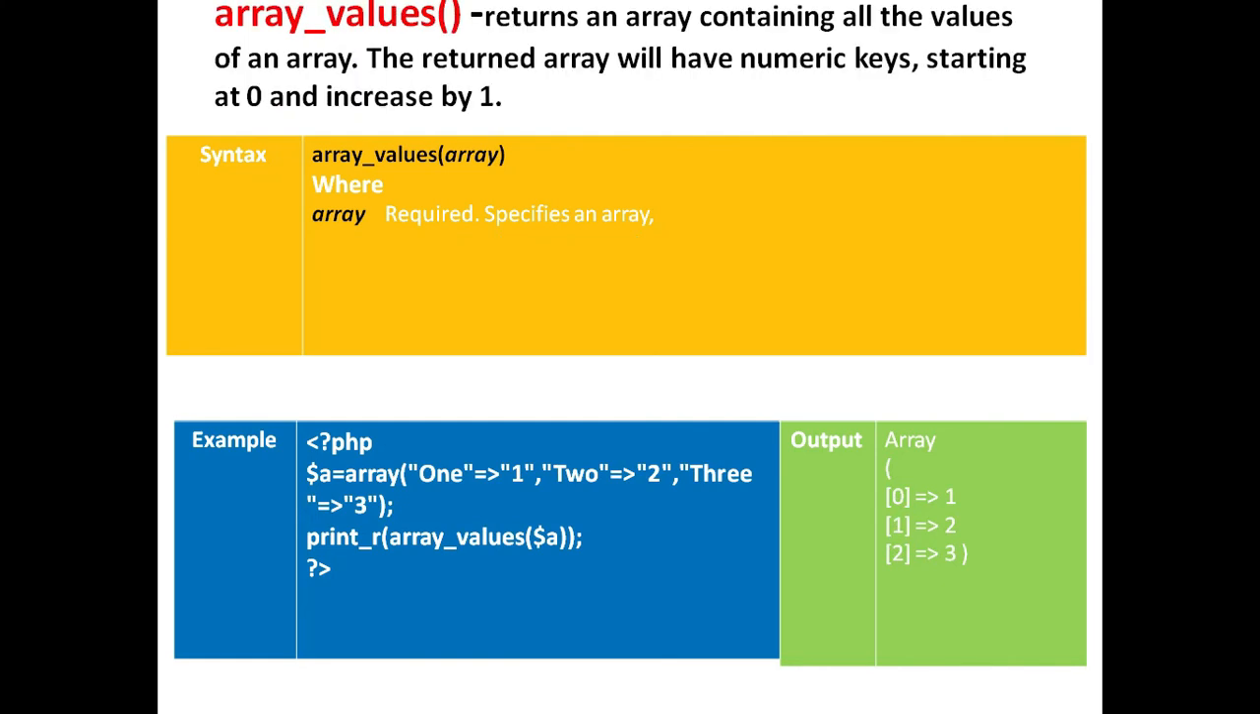Next is array values, which returns an array containing all the values of an array. The returned array will have numeric keys starting with 0 and increased by 1. Here array A is defined with values 1, 2 and 3. When we execute this array values command, it will change the keys to numeric values, that is 0, 1, 2, and the values are assigned as 1, 2, 3.